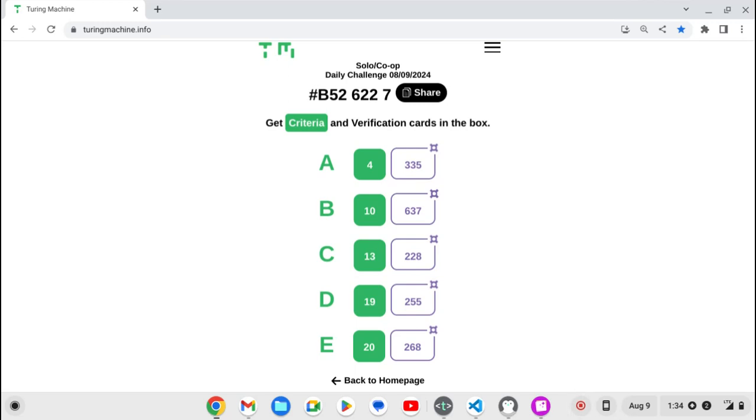Let's begin. Today is August 9th, 2024, and we're solving the Daily Turing Machine Puzzle. Today's puzzle uses the following 5 criteria cards: criteria card 4, 10, 13, 19, and 20. And the puzzle uses the purple verification cards. The code above is your way to get more information on today's puzzle by searching the code on turingmachine.info. Let's go solve.